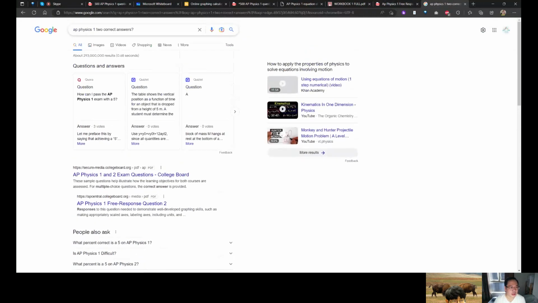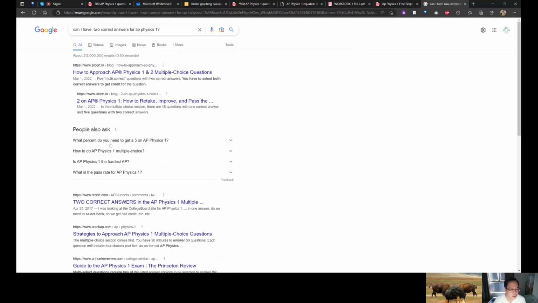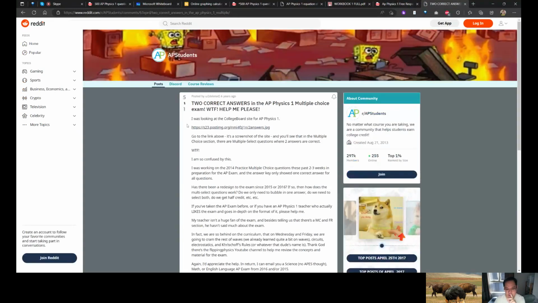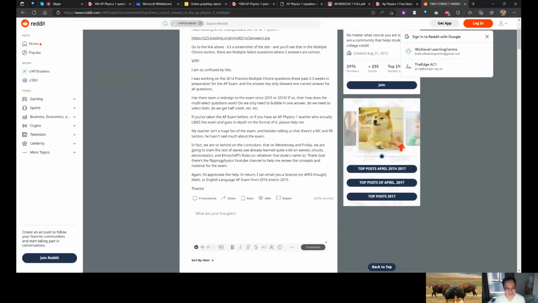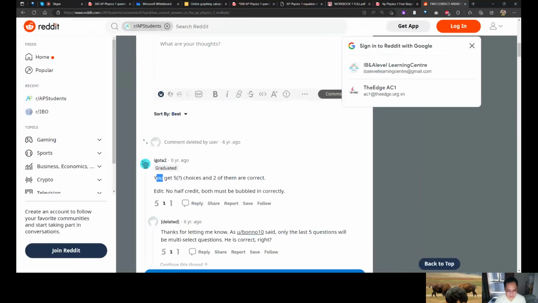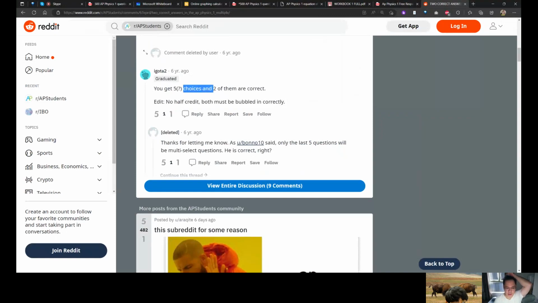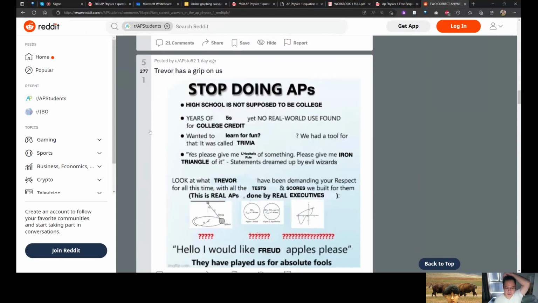Can I have two correct answers for AP Physics 1? Okay, this is a question from many years ago, 2017. Two correct answers in AP multiple choice. You get 5 choices and 2 of them are correct. No half credit. Both must be bubbled in correctly, so you only get the entire mark, not half the mark, when you choose the 2 correct answers. But is it still valid today, like in 2023? Because this is from the old time.